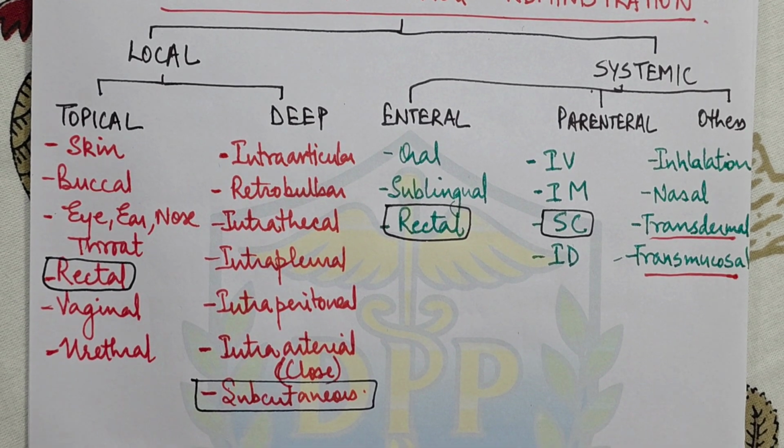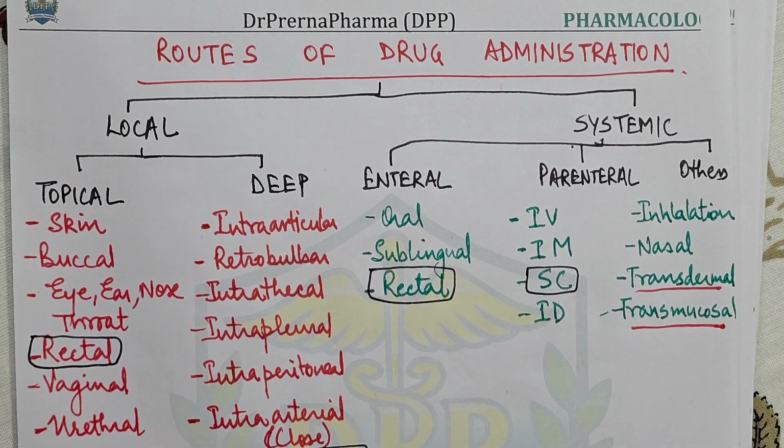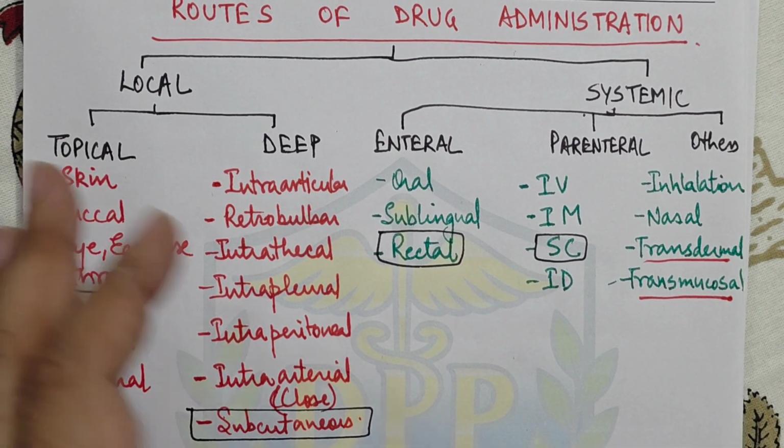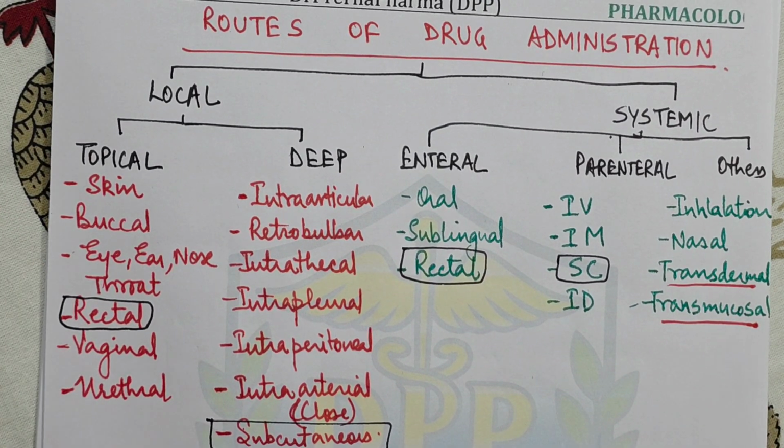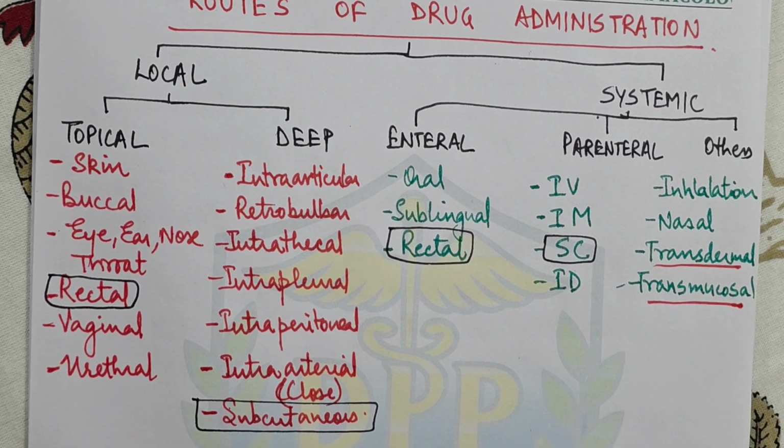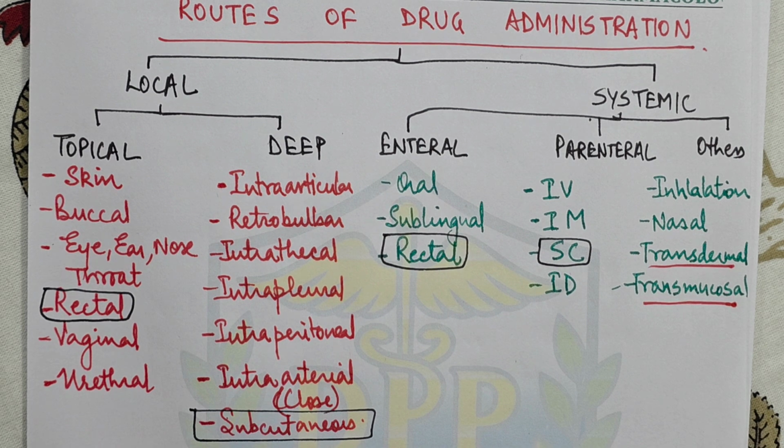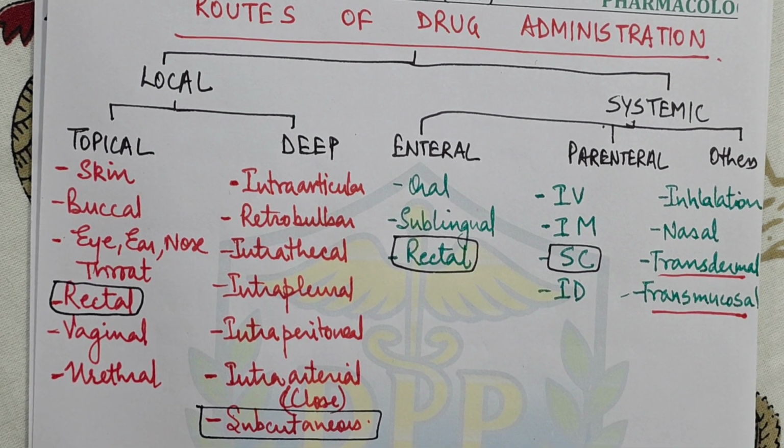So these are the various routes that are important and through which the drug is distributed. You should remember all the routes, and this sometimes comes as a long question, so you should be able to write in detail about all the things. Let's go through them one by one.